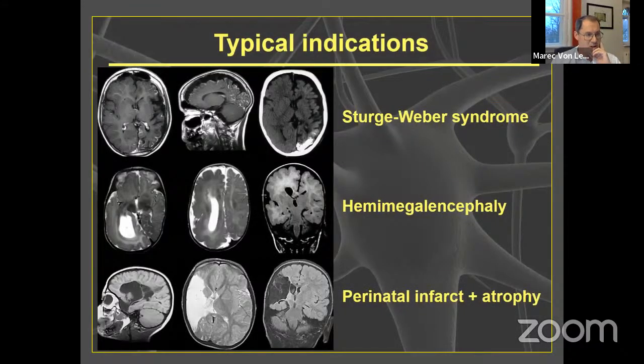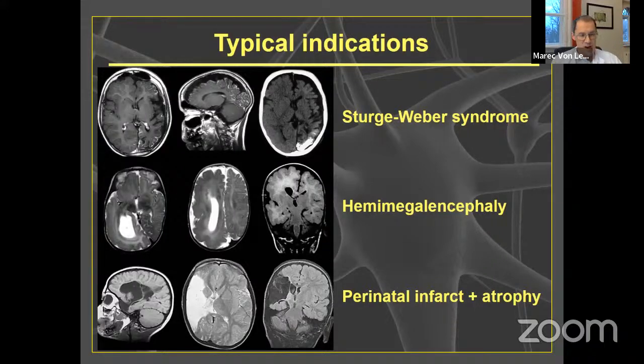So these are some imaging results about typical indications. We have Sturge-Weber syndrome with the atrophy of the left hemisphere and typical calcification in the posterior area. This is a baby with a hemimegalencephaly on the right side with an enlarged, banana-shaped hemisphere. And quite frequent are infarctions of the MCA with a large porencephalic defect and an atrophy of the affected hemisphere. So these are the typical indications.